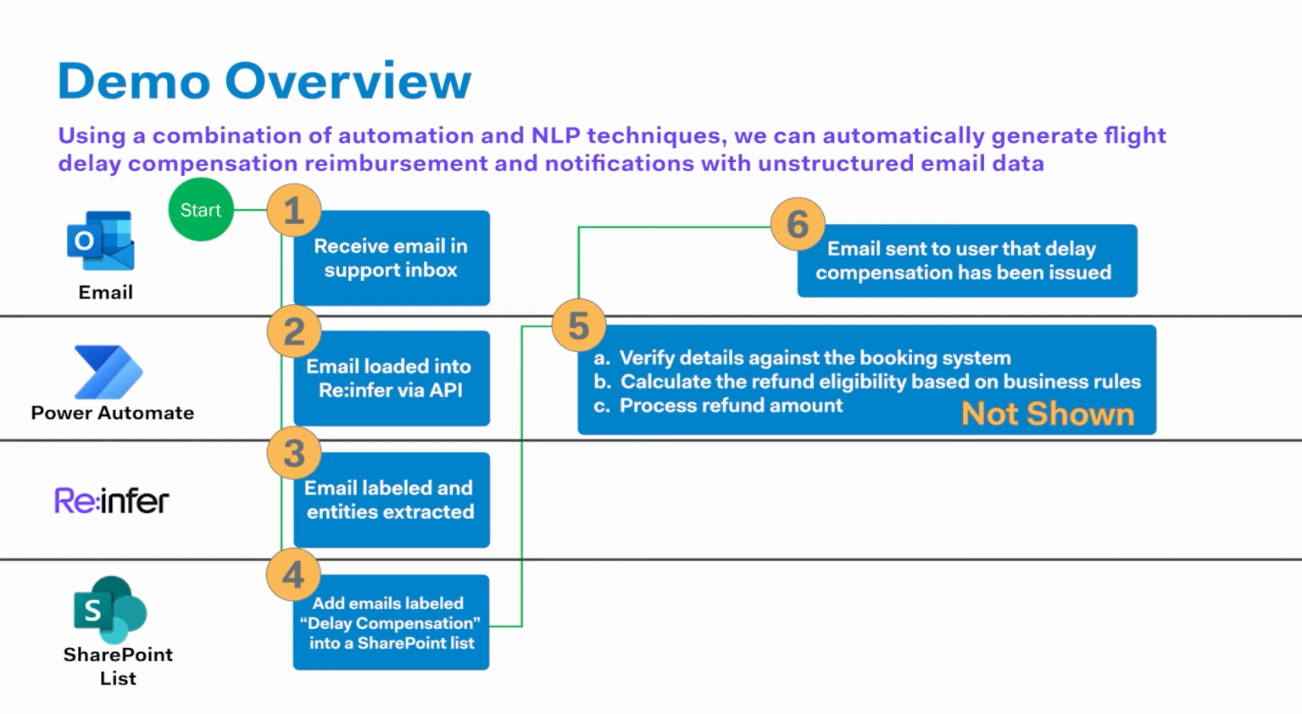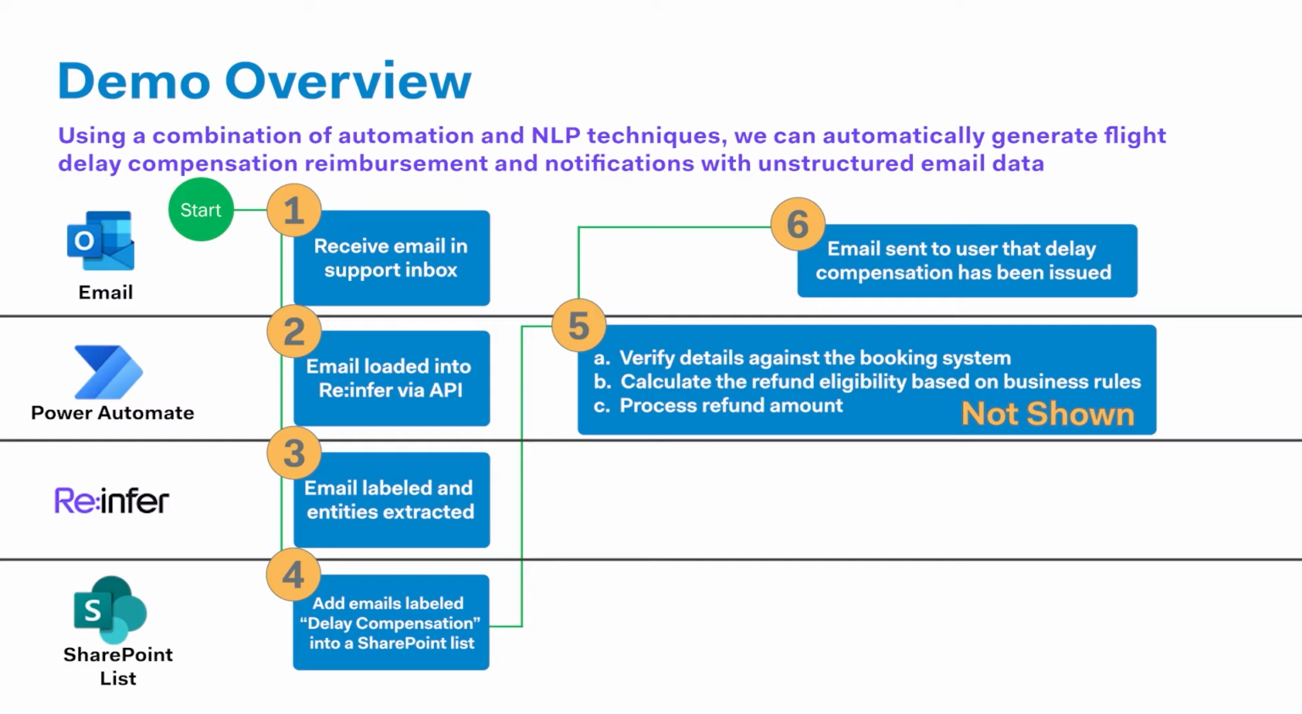We're going to use Power Automate to fetch the information that reinfer has annotated and put it into a SharePoint list. And that list just serves as a queue to issue those delay compensations. And so step 5 here, we're not actually going to be issuing any reimbursement. We are simply going to send the confirmation email that it has been issued. And what you'll see in that confirmation email is some of those individual data points that we've extracted out of the original request email.